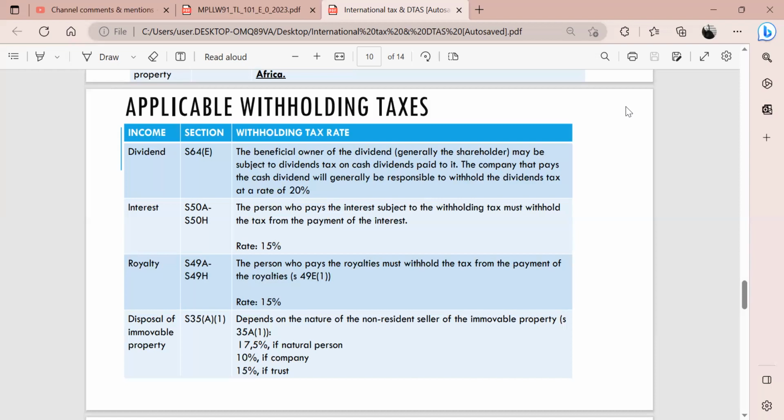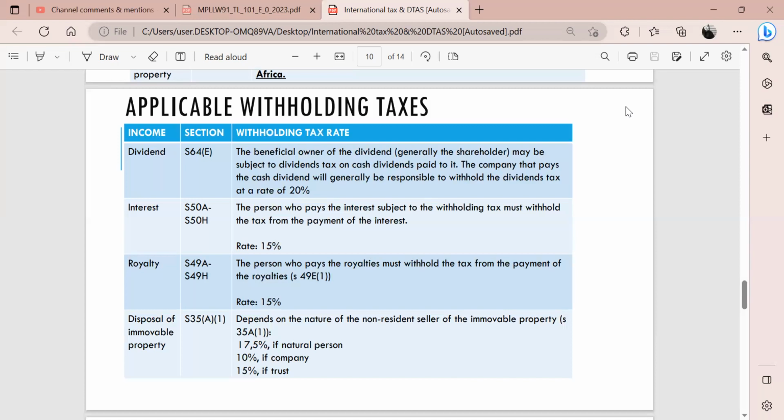Disposal of immovable property, Section 35A. This depends on the nature of the non-resident seller of immovable property. So if the seller is a natural person, then the withholding tax rate is 17.5%. If the seller is a non-resident company, then the withholding tax is 10%, and if the seller is a trust, the withholding tax is 15%. Remember, guys, these withholding taxes are applicable to the non-resident taxpayer.